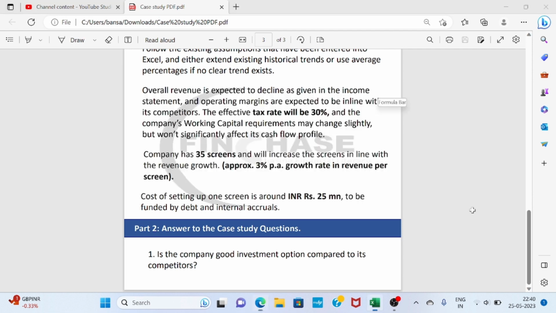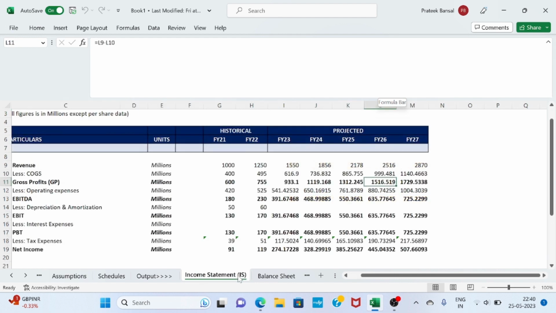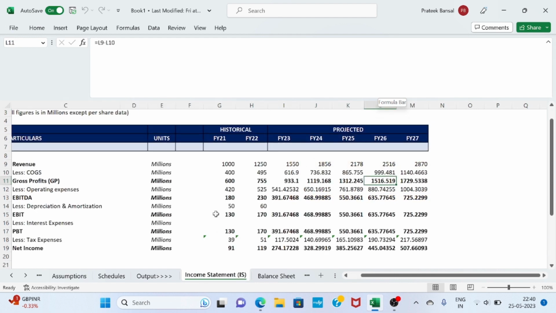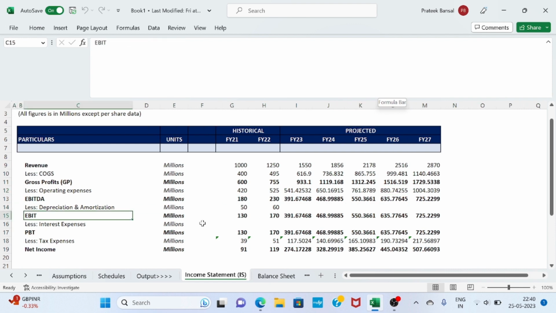For all those who have seen our last video, we projected our income statement drivers, all the things required to calculate our IS drivers. We calculated our GP margin, EBITDA margin, EBIT, PBT, and net income, and we are left with only two things: depreciation and interest expenses. So in this video we will first find the capex, then the PP&E, and finally our depreciation. This is the agenda for today's video.